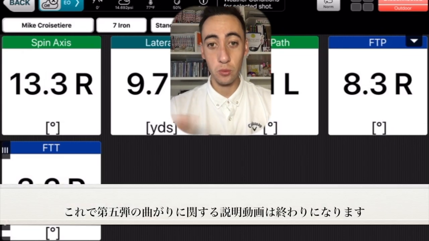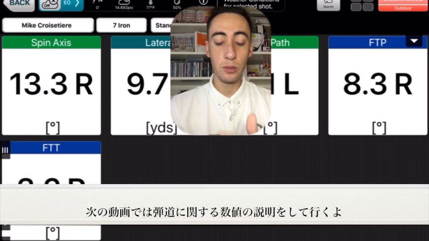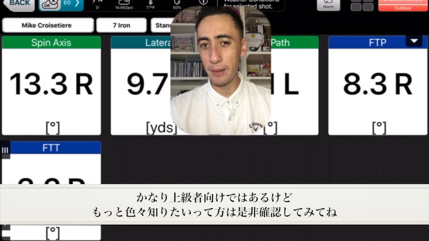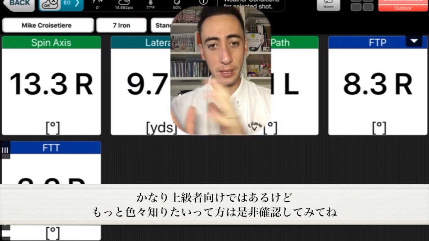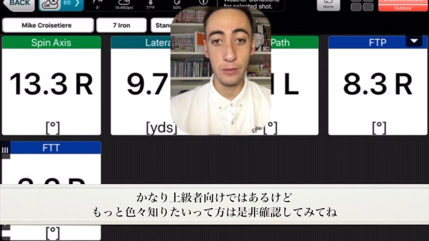So anyways, that pretty much wraps up this video number 5 on curvature data points. In the next video, we're actually going to be talking about data points that affect trajectory. This is maybe more of an advanced players type of video, but for you guys who are just starting out and want to learn a little bit more about it while you're using the FlightScope, definitely check out that video as well.